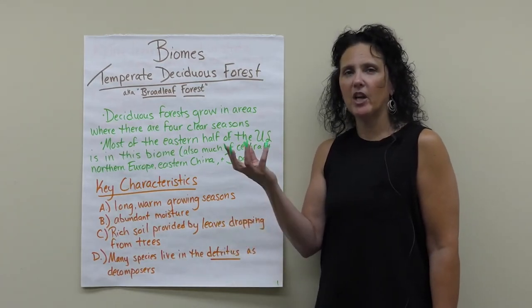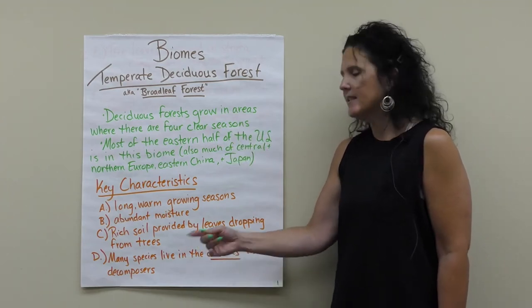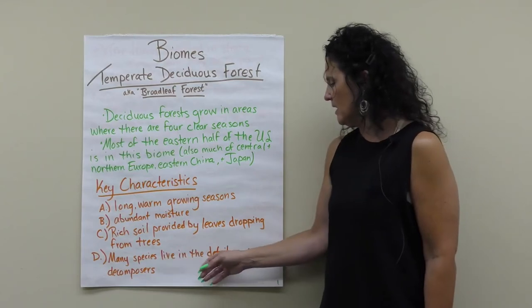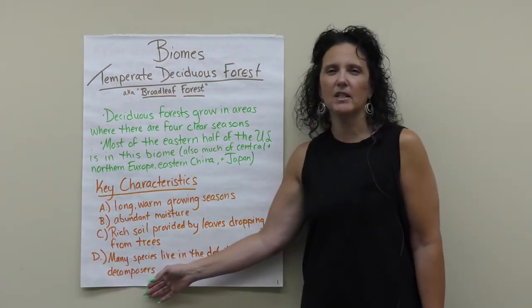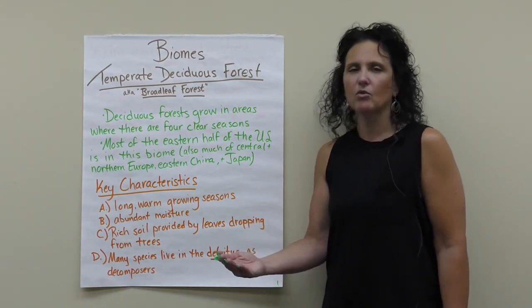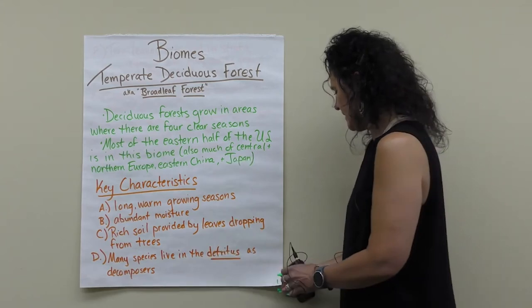When the leaves start to change color and then they die, they lose their chlorophyll, they drop to the ground. That dead leaf cover is called detritus. And many species live in that detritus, and they function as decomposers. So they break those dead leaves down so we can get the nutrients in the soil from them, which gives us rich soil to grow the plants in.